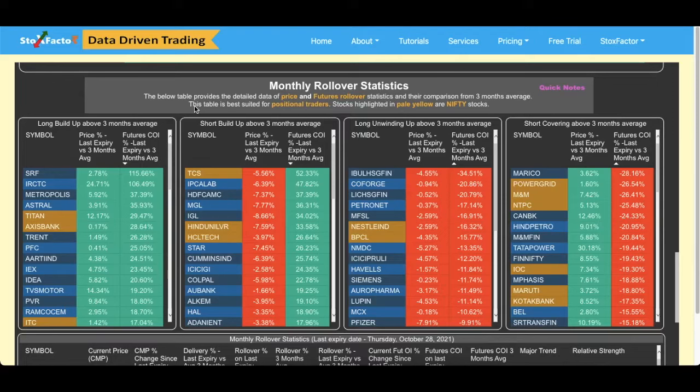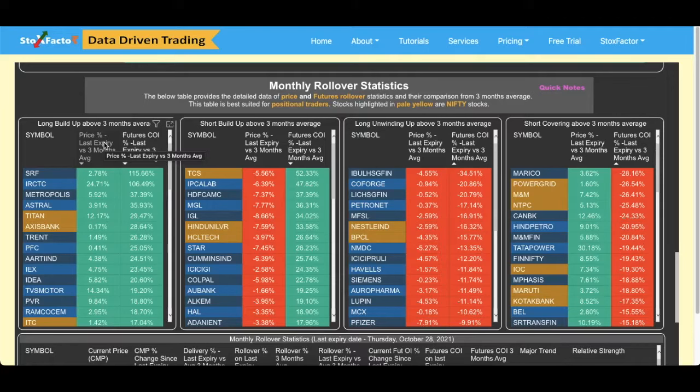So friends, let's now focus on these 4 tables and what they have to offer. As you can see, the columns are mainly the same. We have 3 columns. One is the stock symbol. Then we have the second column, price percentage, last expiry versus 3 months average. Basically this column gives you the percentage difference of the price on last expiry as compared to the previous 3 months average price.